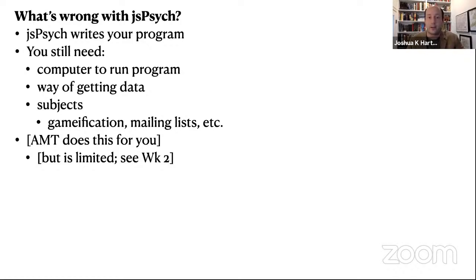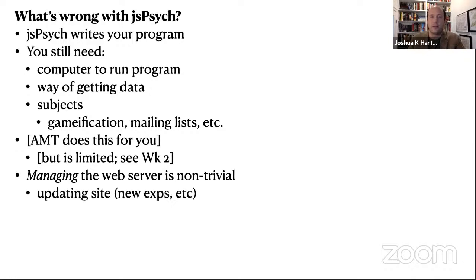So there's a lot of things you can't do in Amazon Mechanical Turk. But the point is that if you're not going to use Amazon Mechanical Turk, you have to solve all these problems yourself. And managing the web server, so the computer that your code runs on in the cloud, is really non-trivial. So dealing with updating the site can take quite a lot of time when you need to add new experiments. It doesn't have to, but you have to be clever about how you're doing it. Keeping up with bug fixes, dealing with scaling.